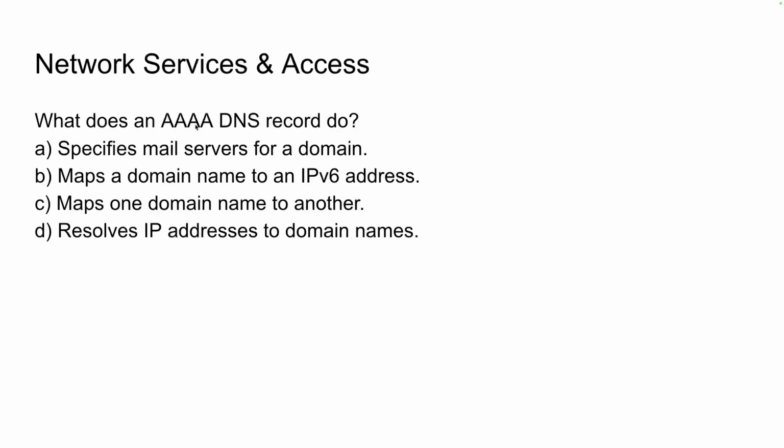Very good. What does the quad A DNS record do? It specifies mail servers, that would be MX. Maps a domain name to IPv6, that is the answer. Maps one domain name to another, that is the CNAME. Resolves IP addresses to domain names, that would be DNS.